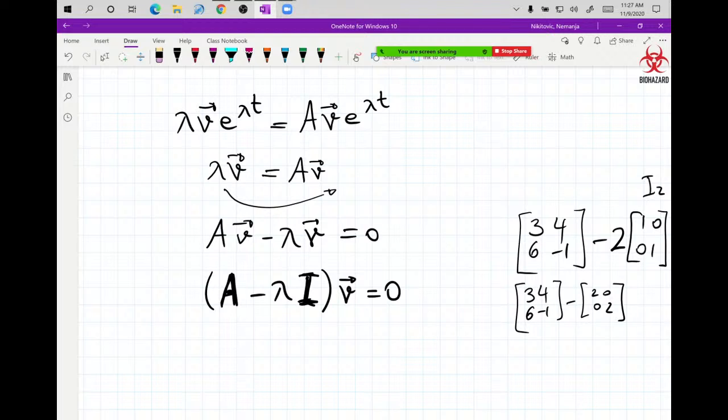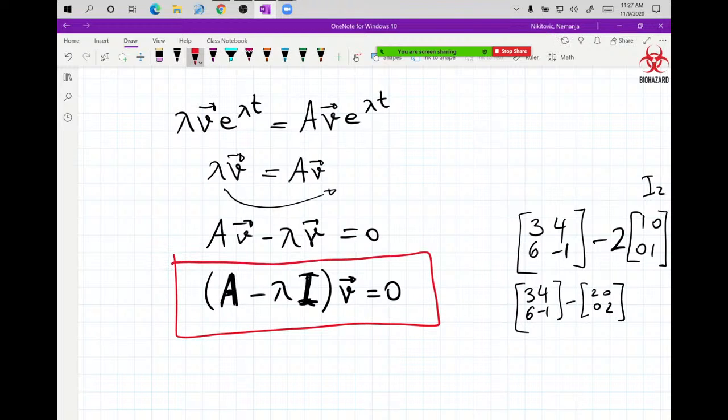So now we need to learn what these things are. We have this equation, and as I said, this is going to be the central equation that you will worry about. The form of this equation will be used to calculate what we call eigenvalues and eigenvectors, which together create eigenpairs.